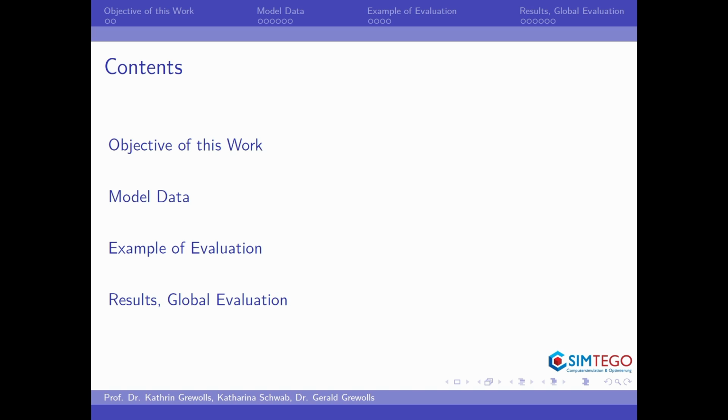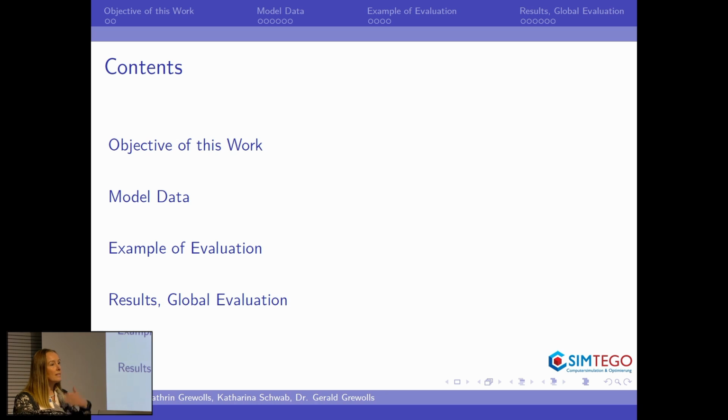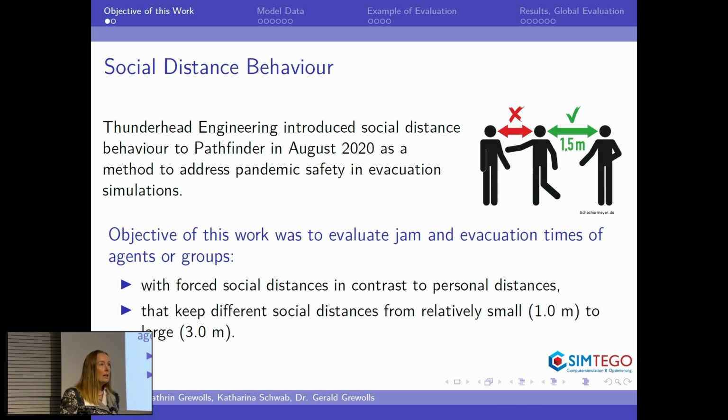I want to give you some objectives of this work, an overview of the model data, and an example of evaluation of this data. And then, of course, some results of the global evaluation. How did we come across this? Well, Thunderhead Engineering introduced social distance behavior to Pathfinder in August 2020 as a method to address pandemic safety in evacuation simulations. This was brand new, and nobody knew what the results of those simulations would be.